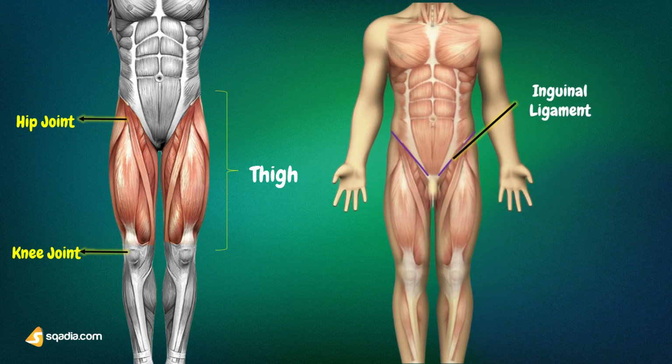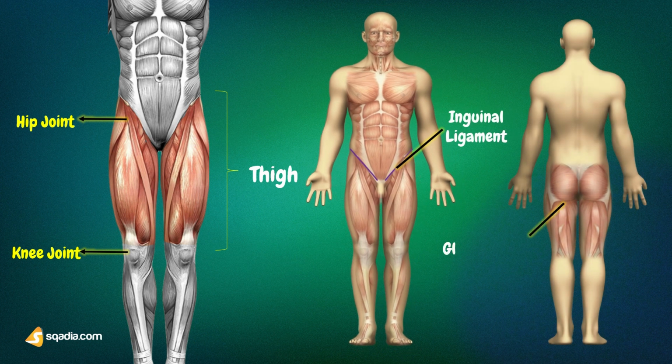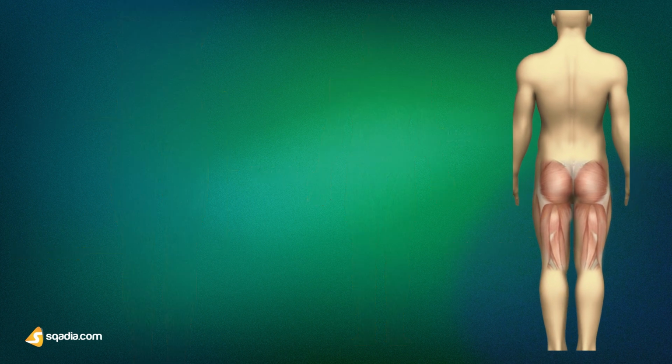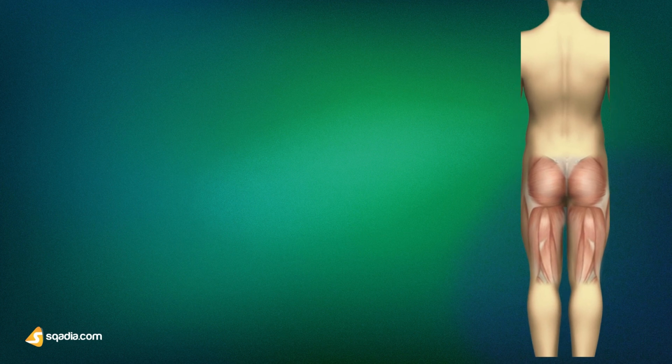Posteriorly, it is separated from the gluteal region by the gluteal fold superficially, and by the inferior margins of the gluteus maximus and quadratus femoris on deeper planes. Structures enter and leave the top of the thigh by three routes.